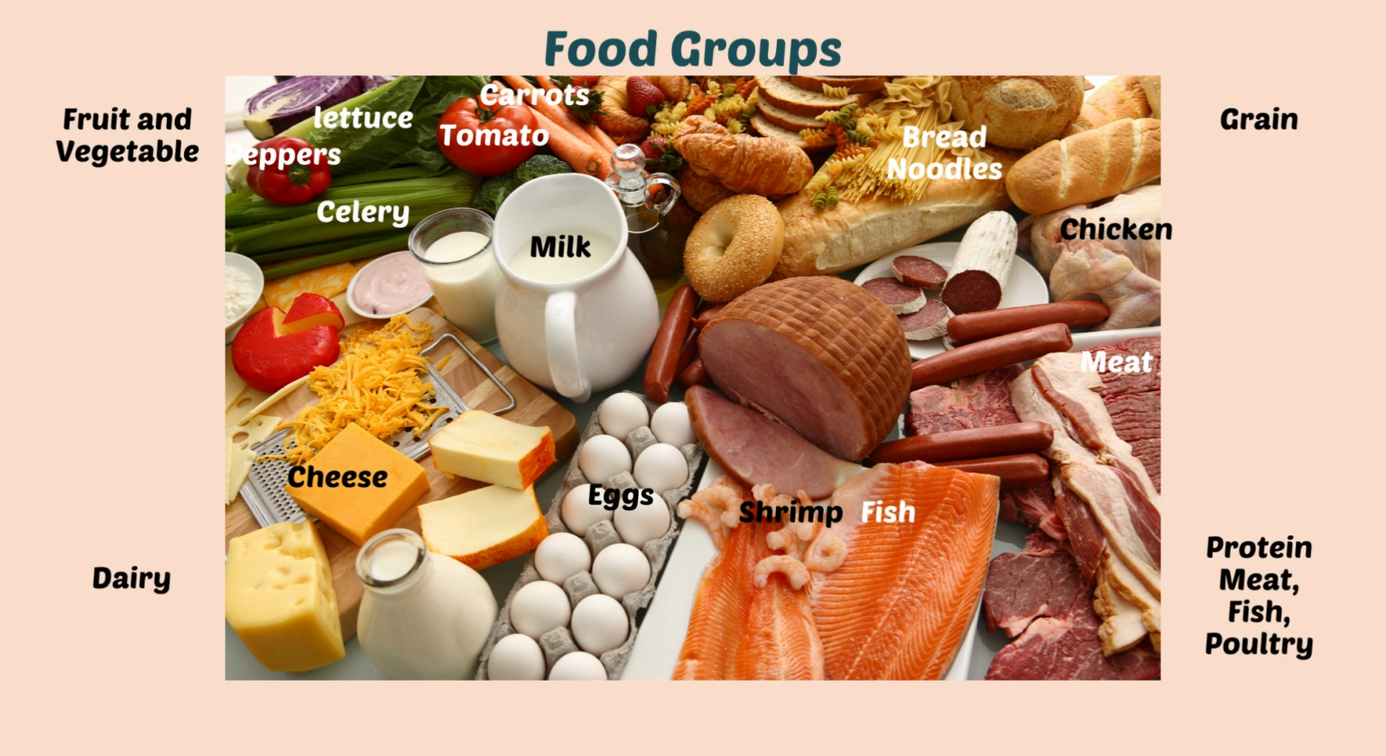There are 4 food groups: fruit and vegetables, dairy, grains, and protein. Proteins can be meat, fish, poultry, and can also be beans and nuts, even though beans and nuts are not showing in this picture. Fruits and vegetables can be carrots, tomatoes, lettuce, peppers, or celery. Dairy can be cheese, eggs, and milk.